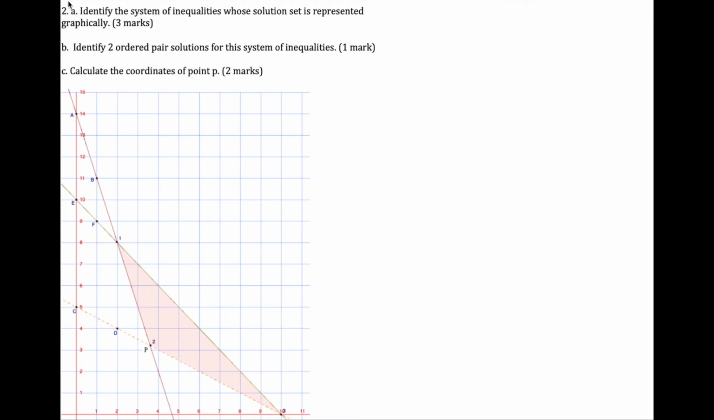Question number 2. Identify the system of inequalities whose solution set is represented graphically. I'm going to start with this line. My b value is 14. I just have to get the slope, moving over 1 and then down 3.